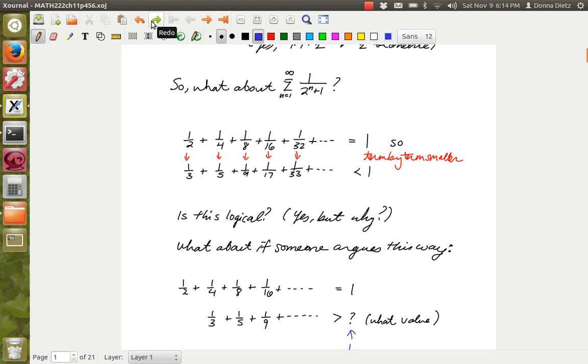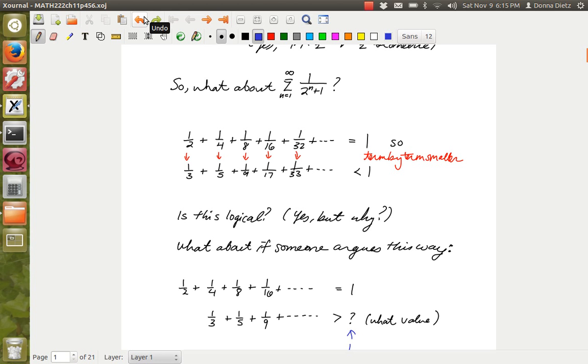So if the first sequence converges to 1, then the second sequence has to converge to something less than 1. How much less? I don't know. But from this pairing alone, there's a sixth that's missing out of the second term. So you cannot argue that they're actually the same. They're not. You can actually measure how far apart they are. They converge to different places.